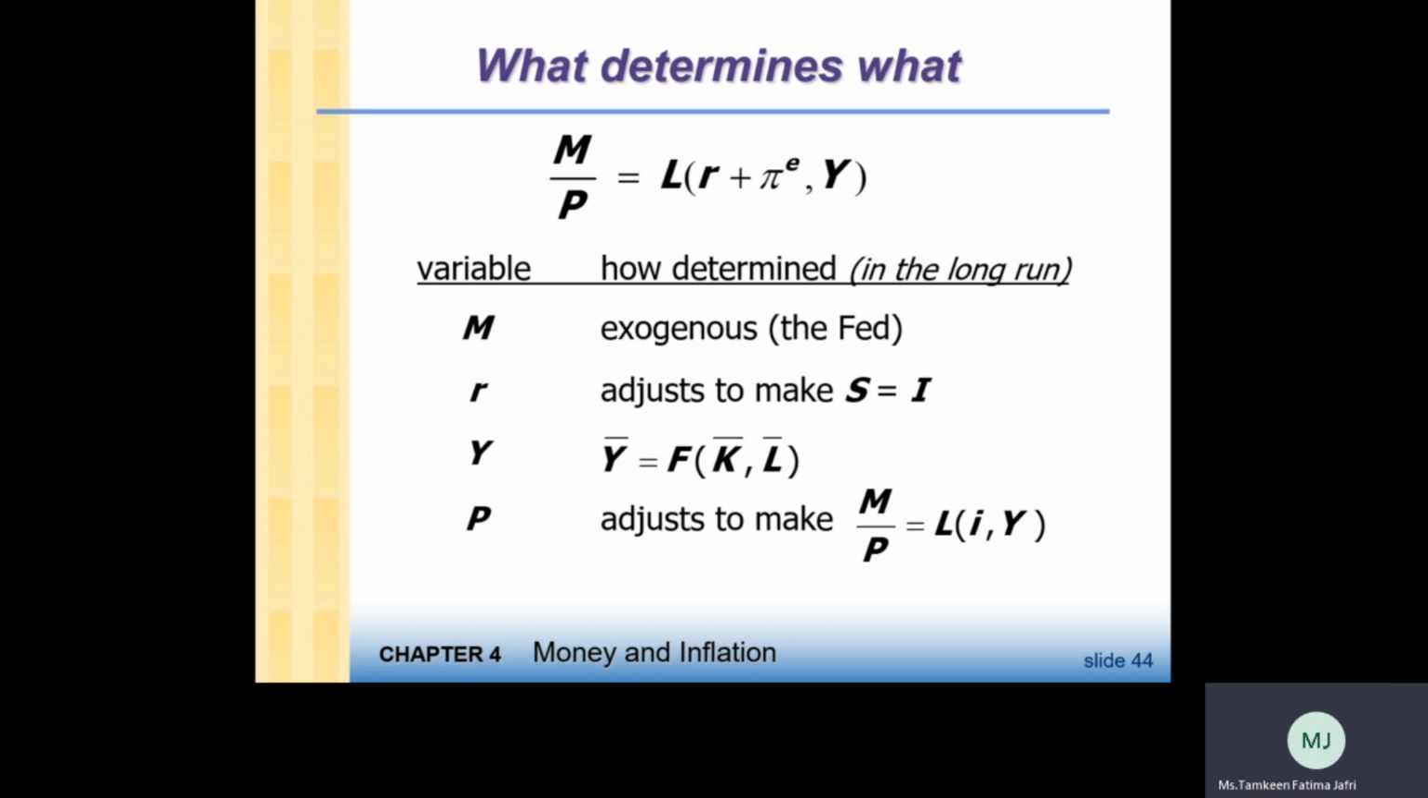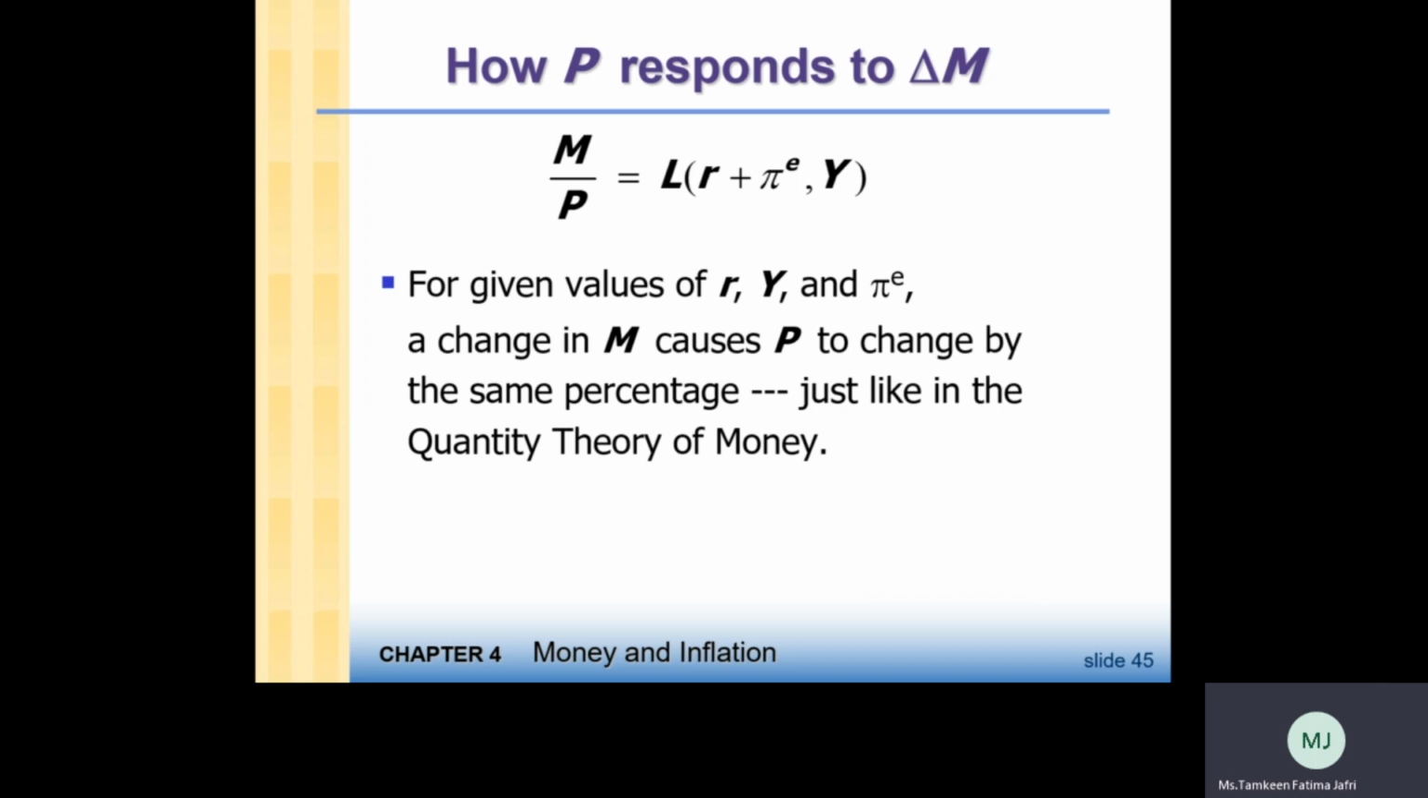So here price is going to play a very important role. Here we're talking about the long run. Price is going to play a very important role in maintaining the equilibrium in this money market, and remember, we're talking about the long run. Let me elaborate on this a little further. In the next slide, you can see how P responds to a change in money supply.